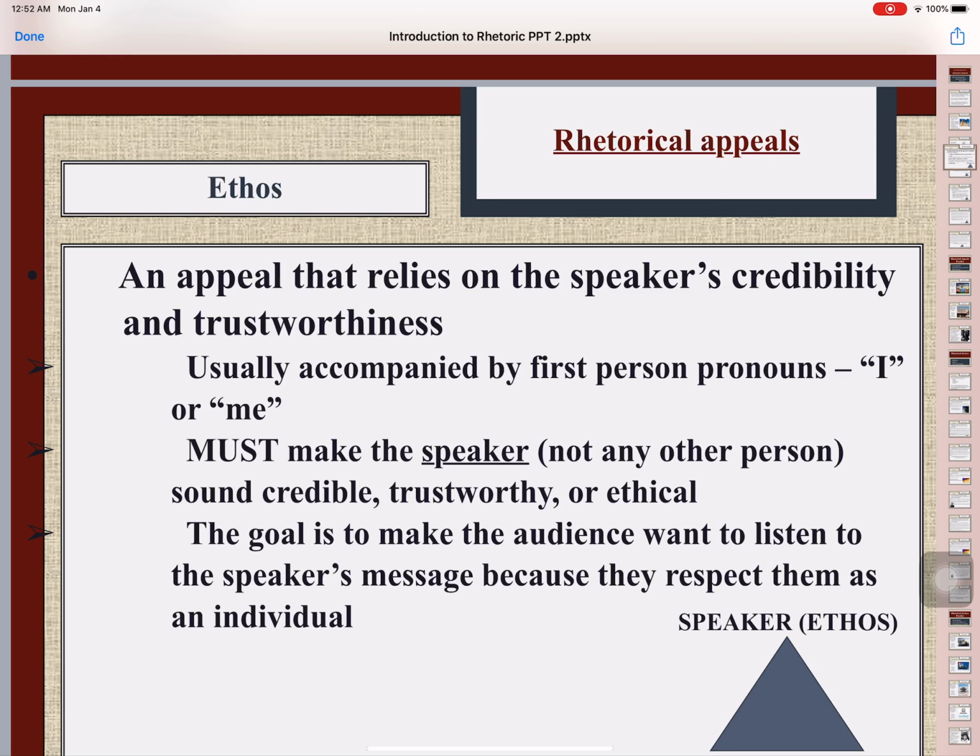All right, ethos example. I love examples, don't you? Yes! Remember, you can pause me at any time to fill in the blanks.